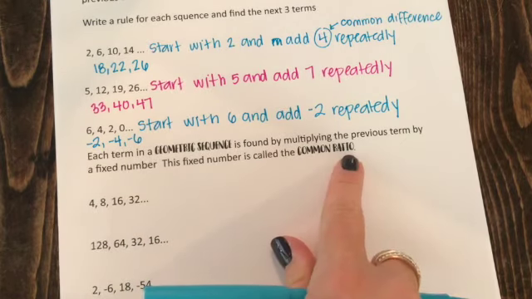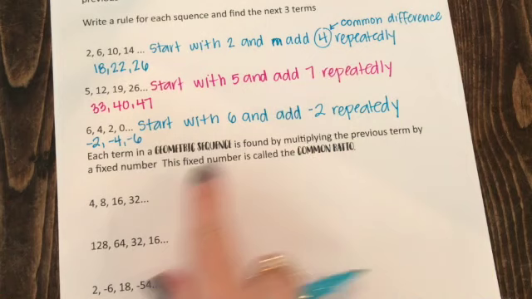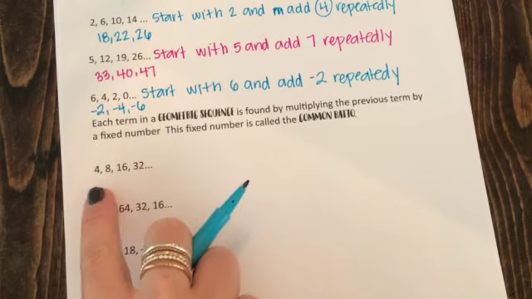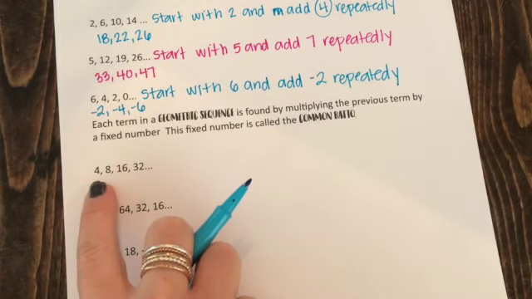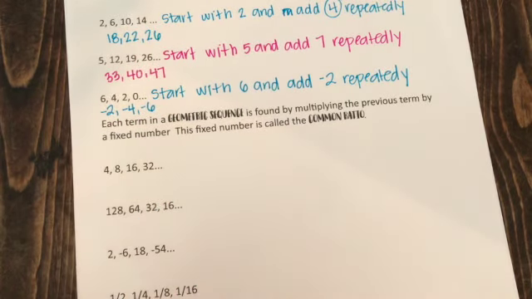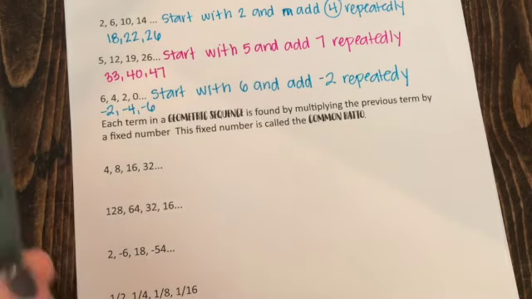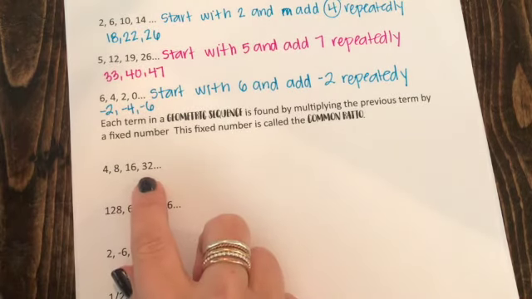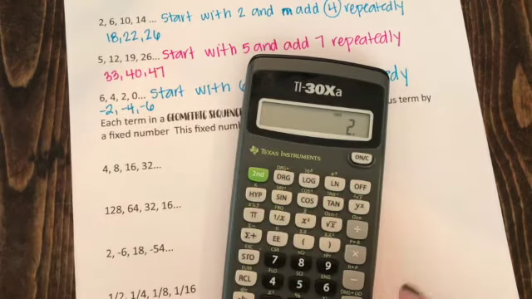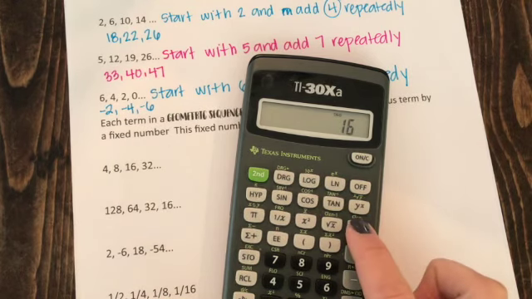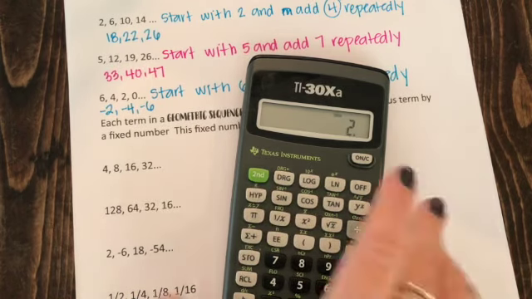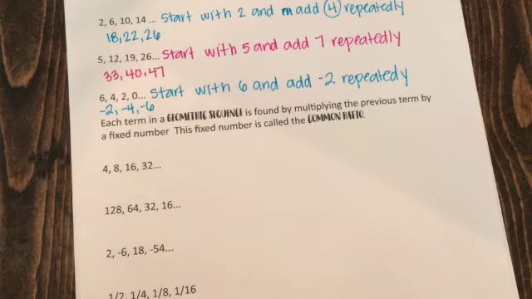And then we have geometric sequences that are found by multiplying the previous term by a fixed number. And this fixed number is called the common ratio. Okay, so here we're starting with this one and we're like, what? Because you're adding 4, then adding 8, then adding 16. Okay, so you're not adding the same thing every time. So let's look at what you're doing. Okay, if you weren't sure, you would start here and say, well, what's 32 divided by 16? That's 2. Well, what's 16 divided by 8? It's 2. What's 8 divided by 4? It's 2.